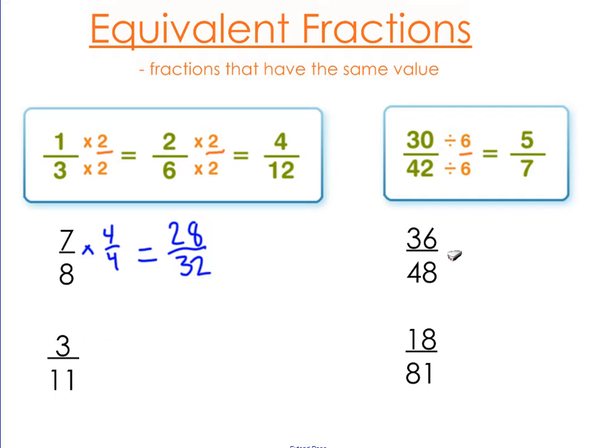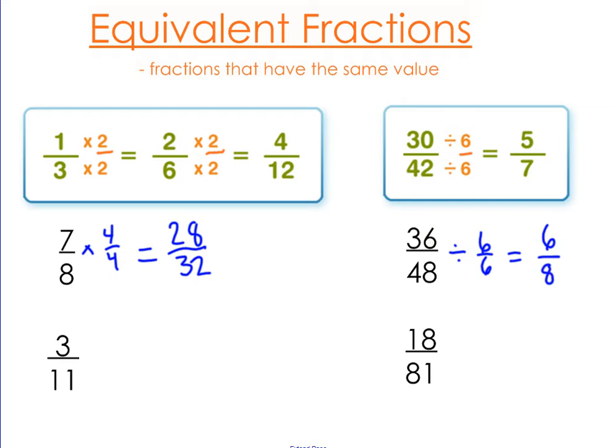Now, here I think I'm going to divide by the equivalent fraction 6/6. So 36 divided by 6 is 6, and 48 divided by 6 is 8. So 36/48 is equivalent to 6/8.